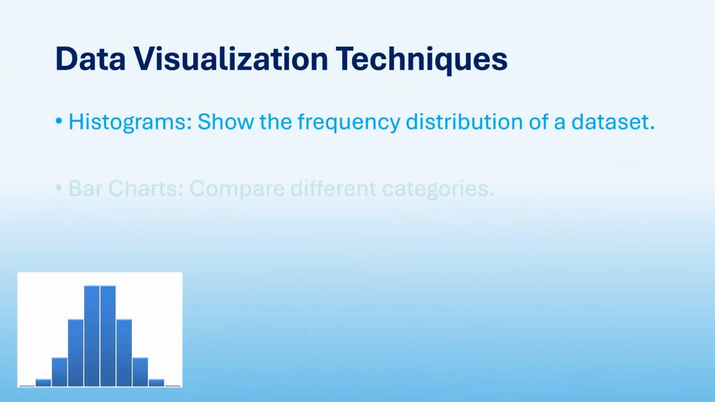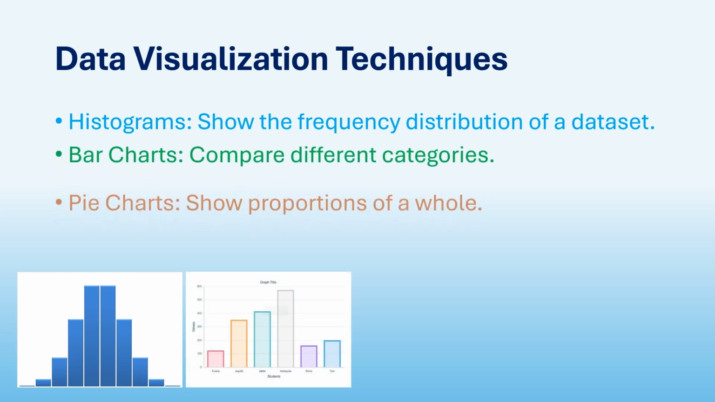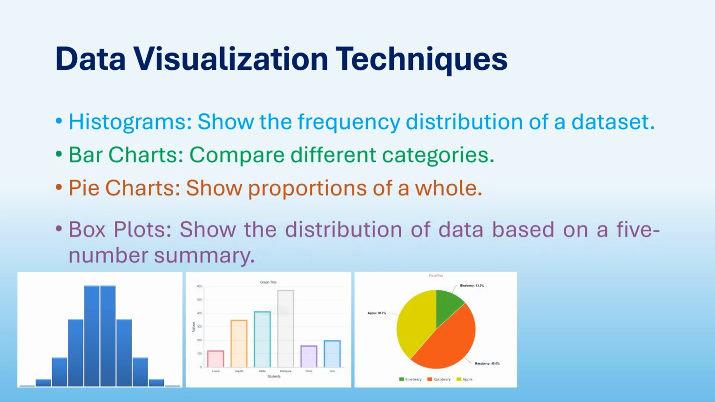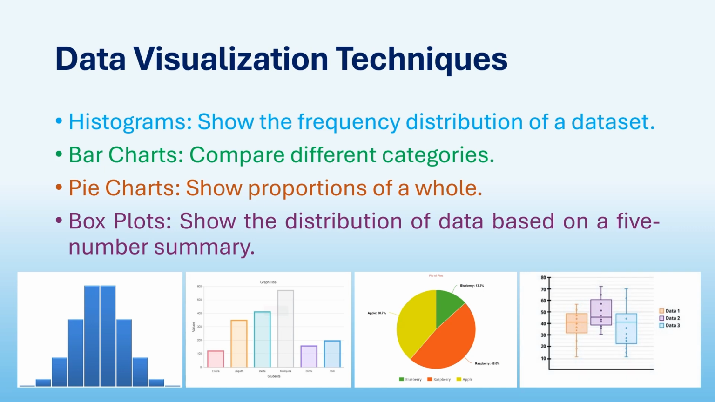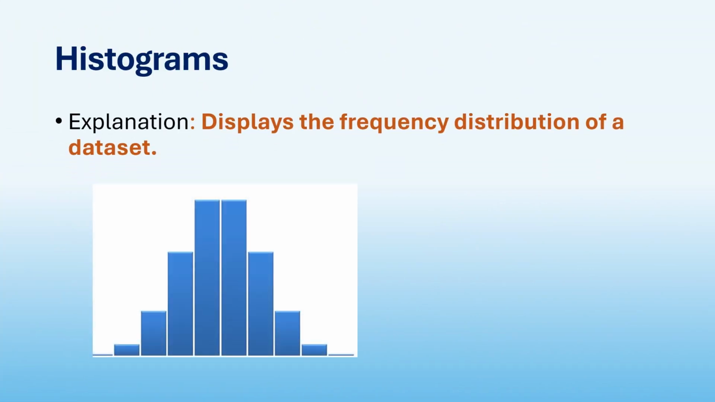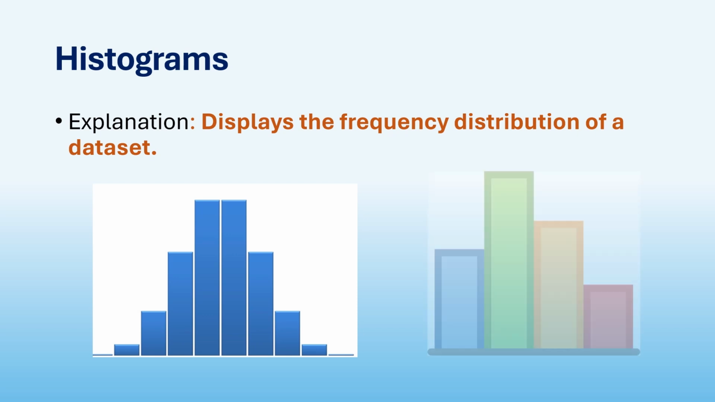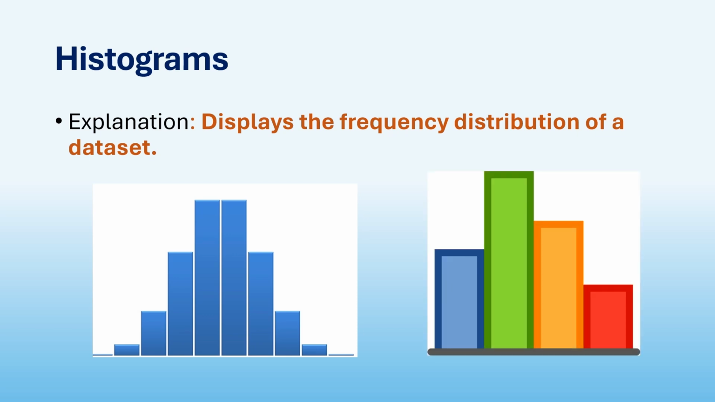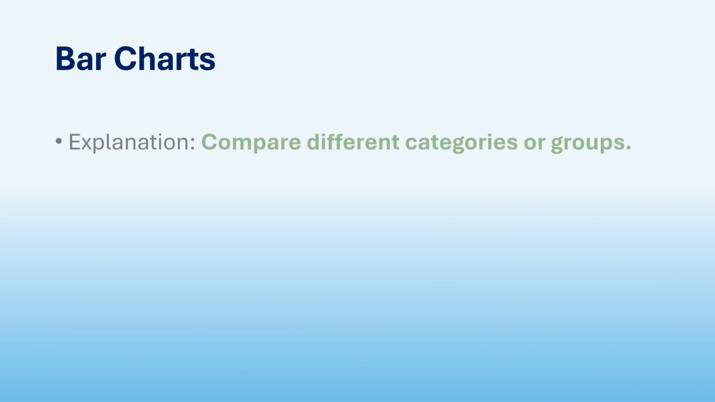These include histograms, bar charts, pie charts, and box plots. Visualizing data helps us quickly understand the distribution and key characteristics of the dataset. Histograms are used to display the frequency distribution of a dataset. They show how many data points fall within a range of values, giving us a clear picture of the data's distribution. Bar charts are great for comparing different categories or groups.